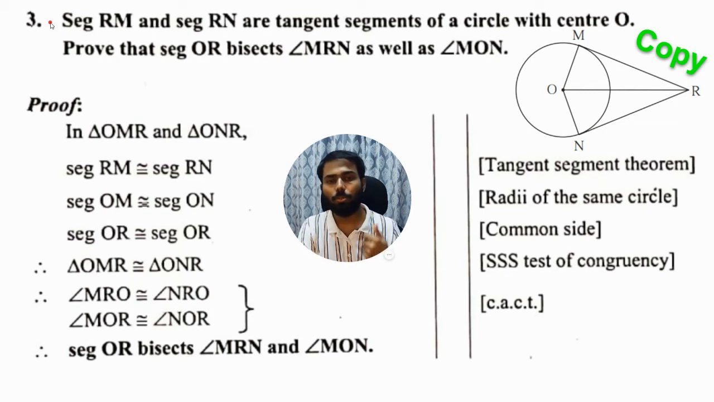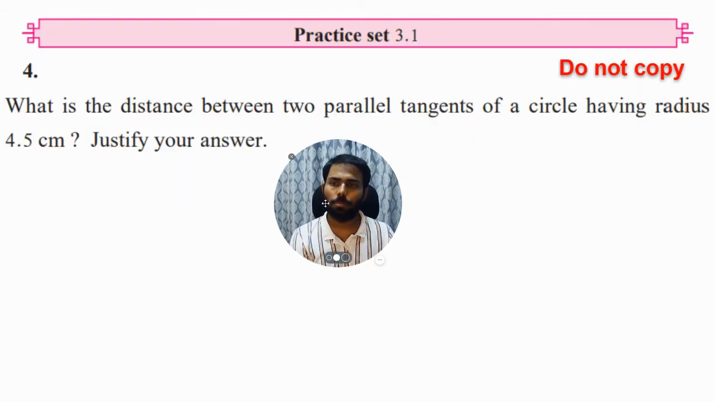The only thing that you had to do was figure out that if you prove these two triangles similar or congruent, everything will come very easily. That's all you needed to do, and you know how to prove two triangles similar. We have had so much practice on that. Okay, let's move ahead. Question number 4.